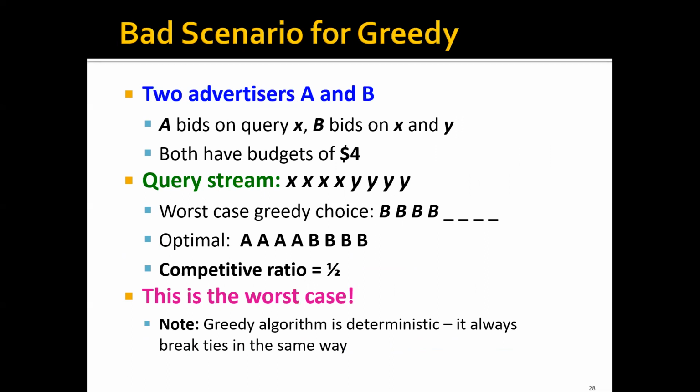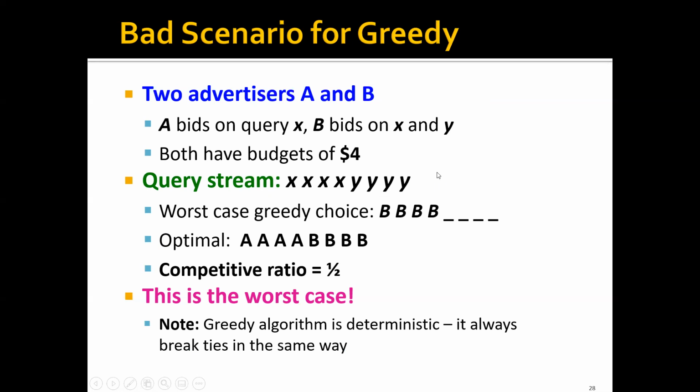Let's say that we have two advertisers, A and B, and let's say that A bids on query X, B bids on both X and Y, and both of these two advertisers have a budget of $4, and we have the query string as X, X, X, X, Y, Y, Y, Y. So we have 4 Xs and 4 Ys in the query string.